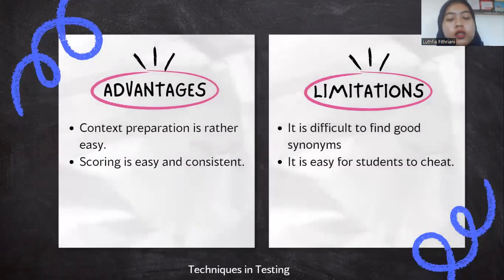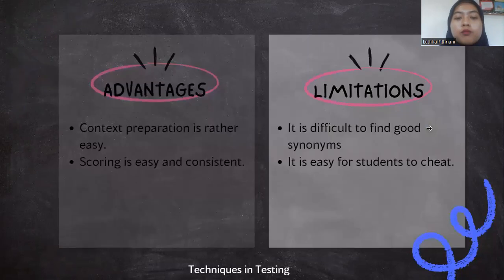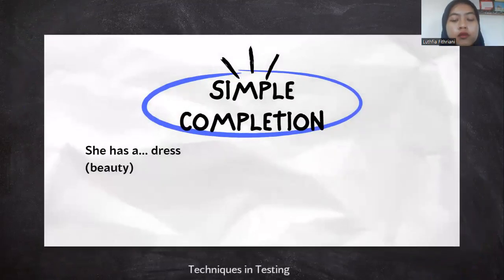Multiple choice paraphrase has advantages and limitations. The advantages of multiple choice paraphrase include: context preparation is rather easy, and scoring is easy and consistent. On the other hand, the limitations of multiple choice paraphrase include: it is difficult to find good synonyms, and it is easy for the students to cheat. That's about multiple choice paraphrase.